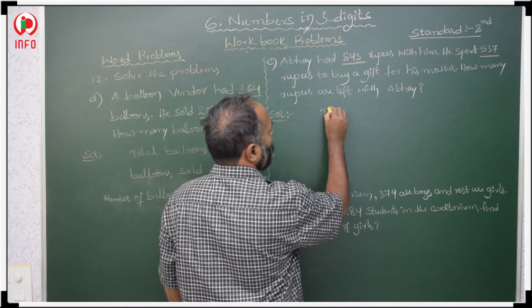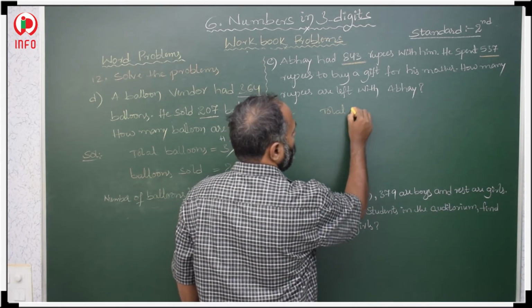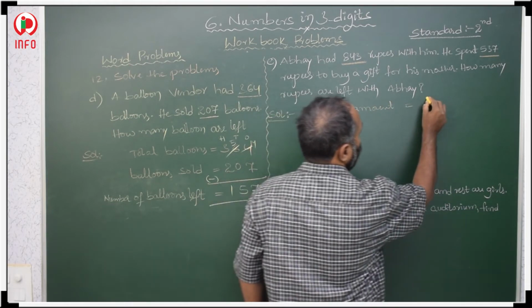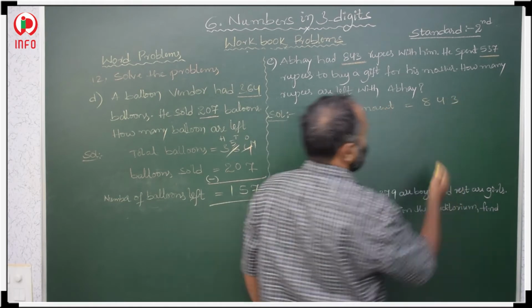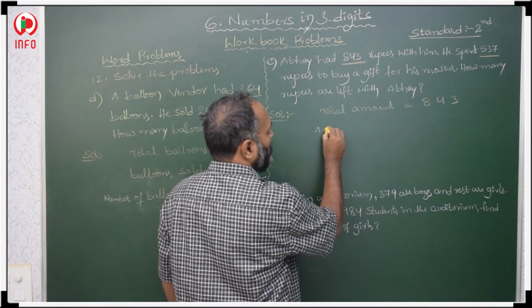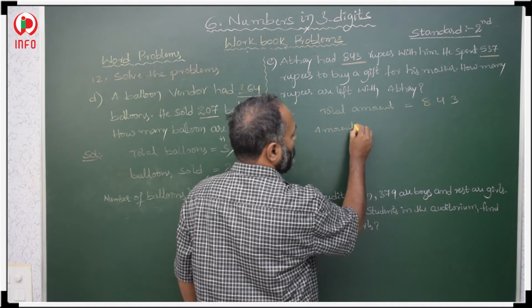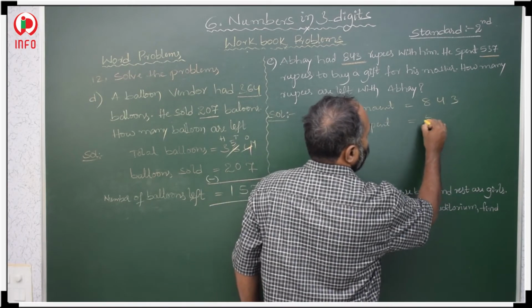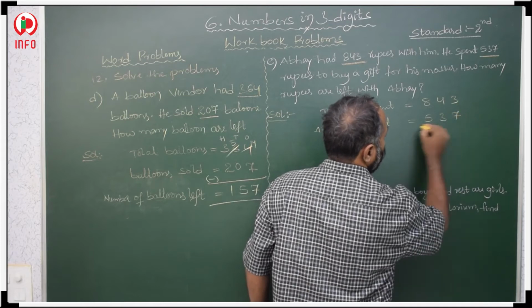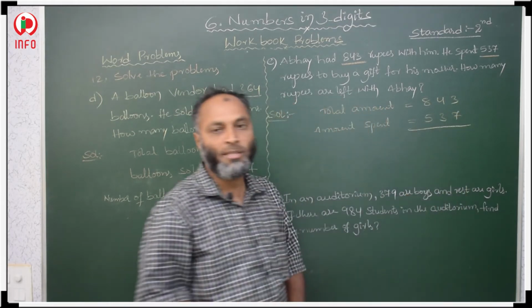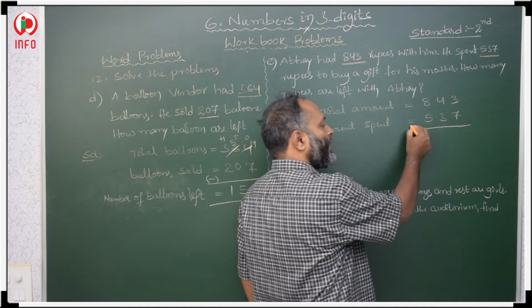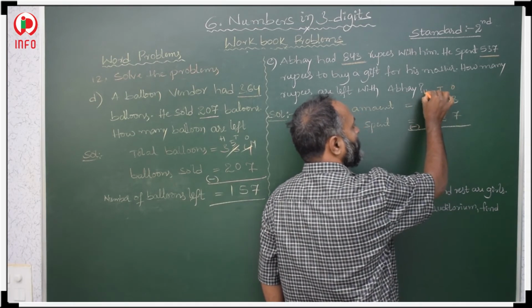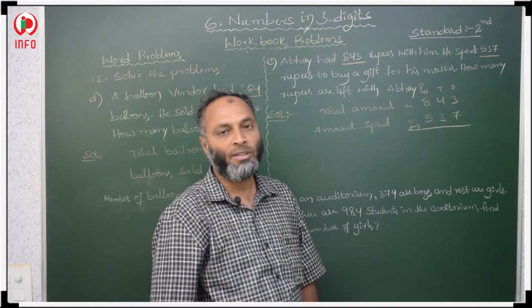Then total amount, how much amount does he have? 843 rupees. Then amount spent, how much did he spend? 537. He spent 537 rupees. Then how much amount is left? This is ones place, tens place, hundreds place. We have to find the subtraction.